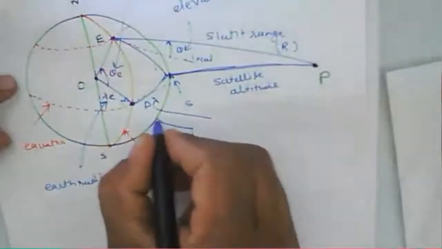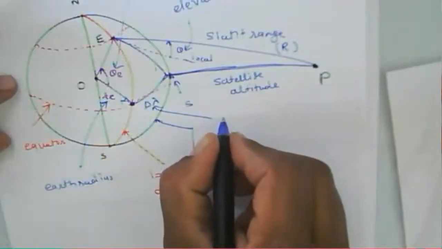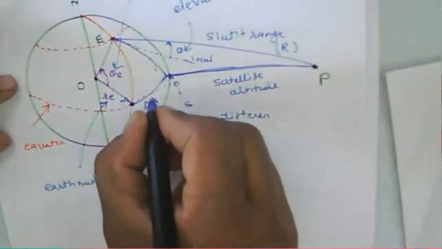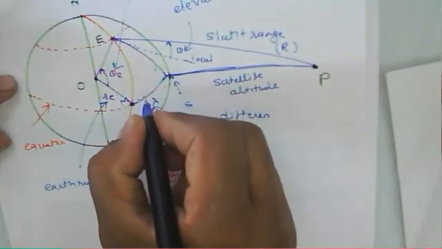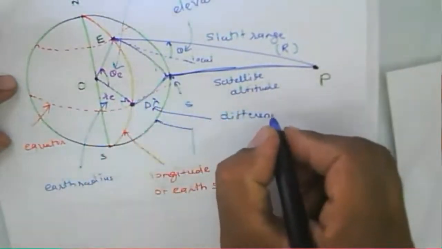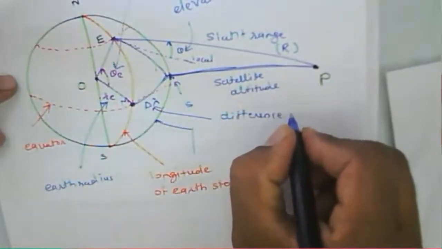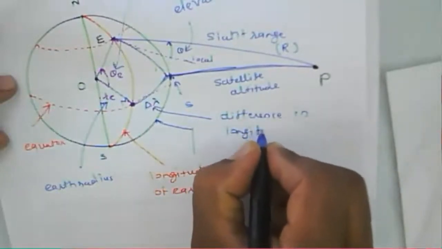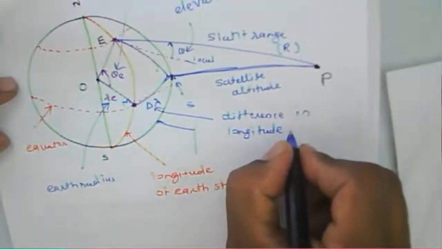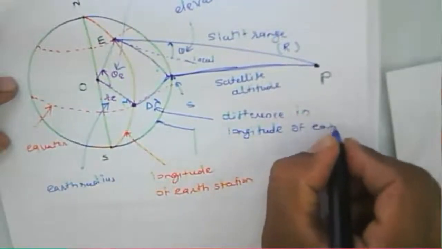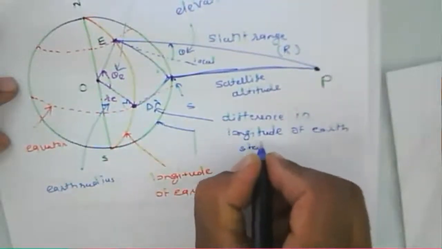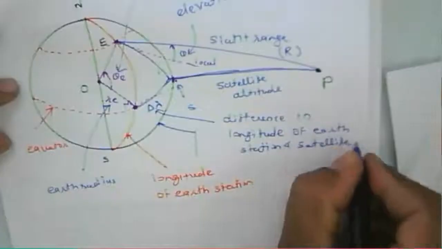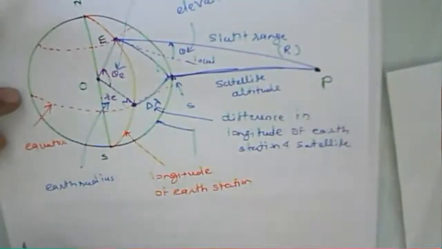And this delta lambda is nothing but what? A difference, because this is about a difference in terms of the longitude of the earth station and a satellite there. Difference in longitude of earth station and a satellite here. That is nothing but a difference there.